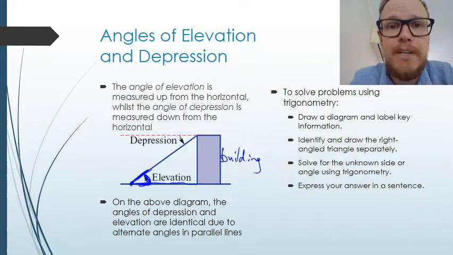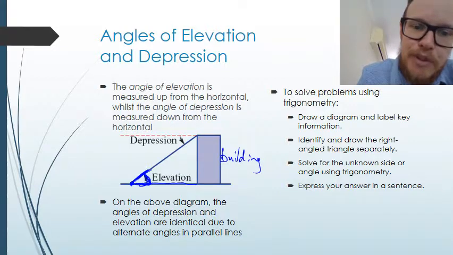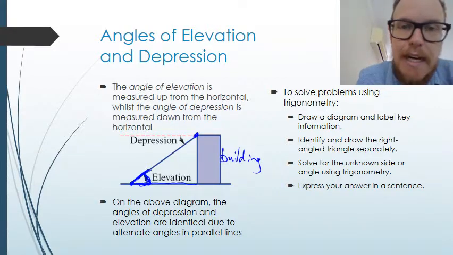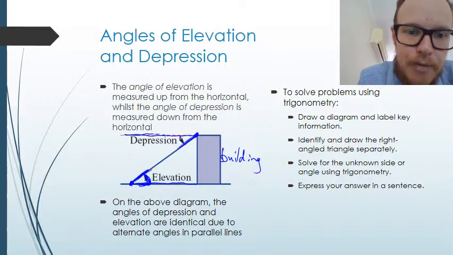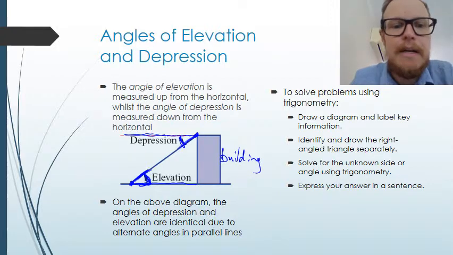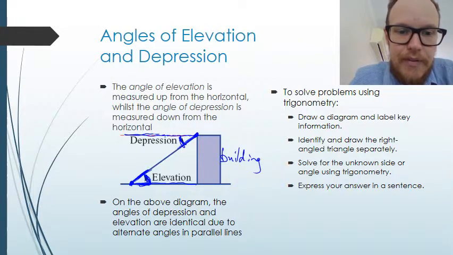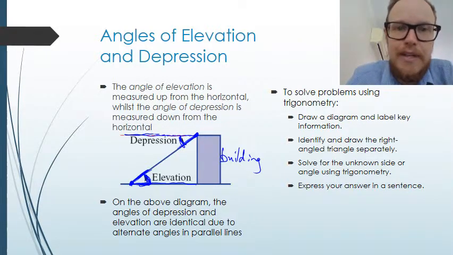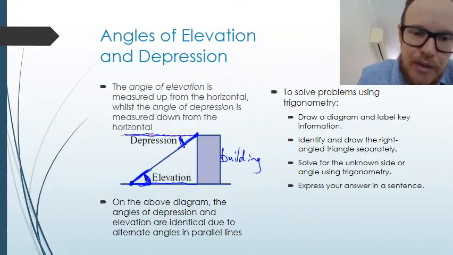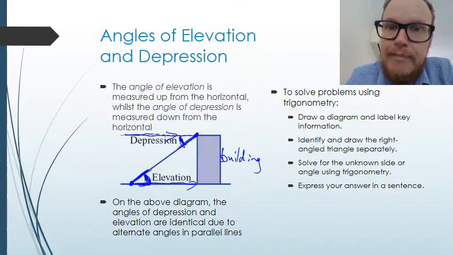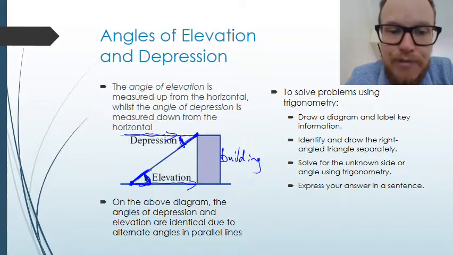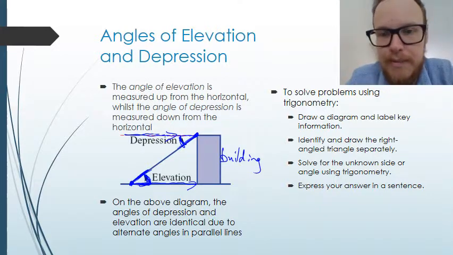The angle of depression is measured from the horizontal down. So if we're looking from the top of the building and we're asked to find the angle of depression to this point down here, then we once again look at the horizontal along here, but we look downward. So the angle of depression looks downward. These two angles are identical, and they're identical due to the alternate angles in parallel lines. So these two horizontals are parallel, and that means the angles of elevation and depression are equal. They're going to be the same. It's the Z rule from a couple of years ago.